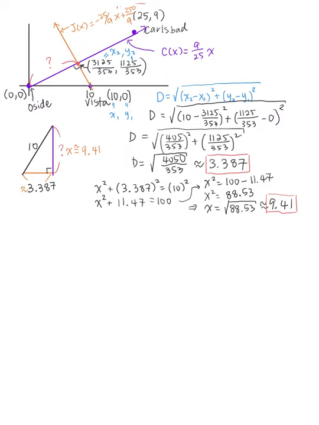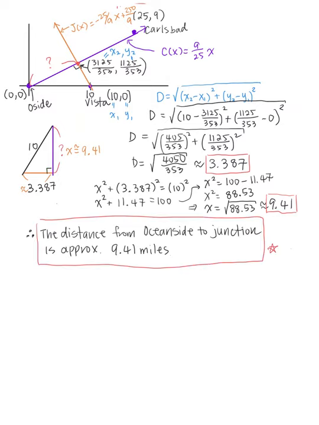What we found is, remember this picture, what we wanted was the distance from Oceanside to the junction. So what we just discovered is that Oceanside to the new junction is approximately 9.41 miles. Finishing off with the sentence: the distance from Oceanside to junction is approximately 9.41 miles. Yay, we did it! Good job, y'all.